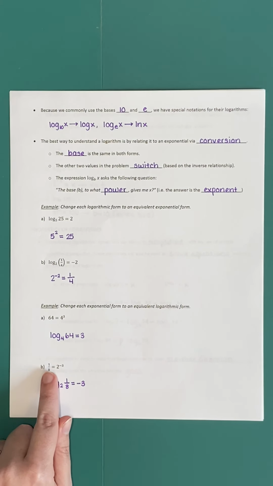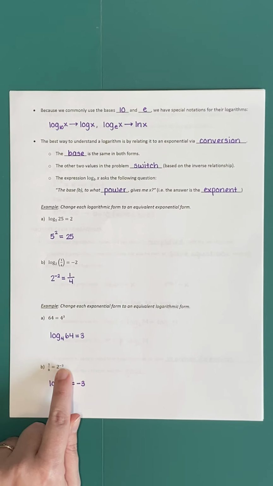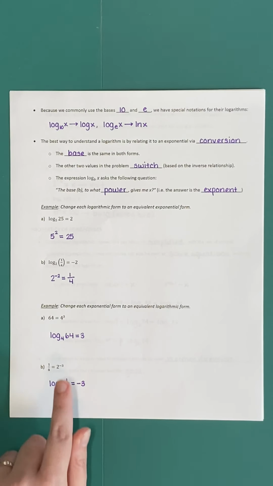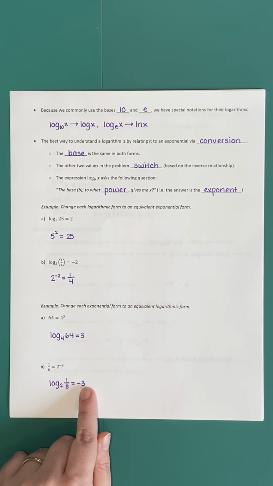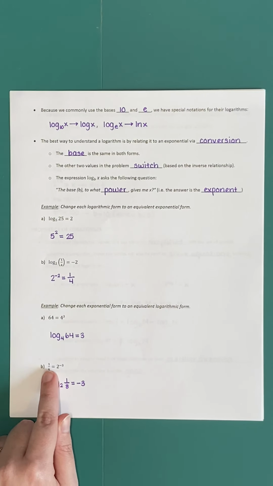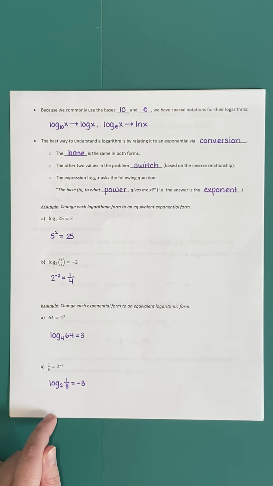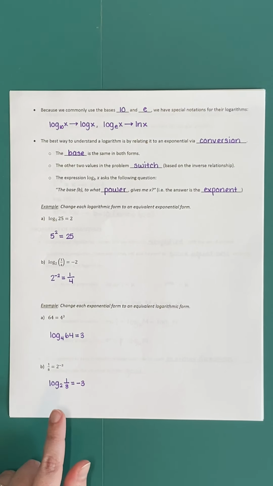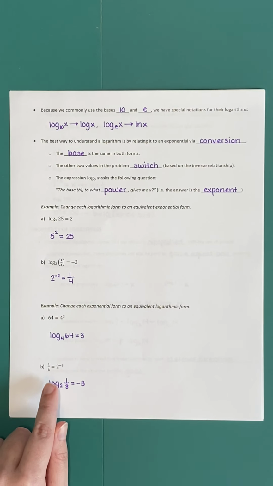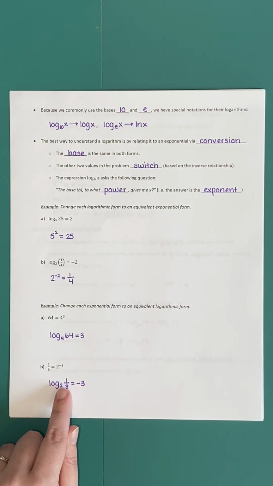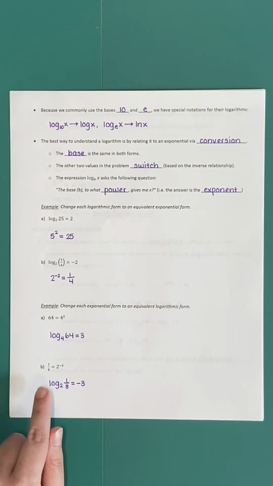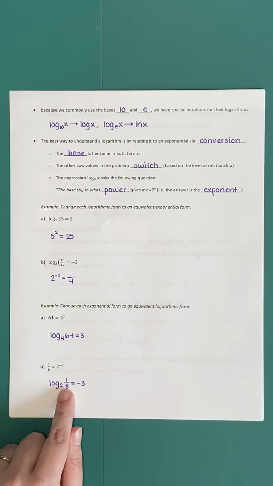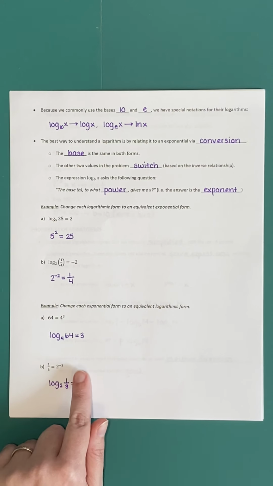The other two numbers, the 1/8 and the negative 3, are going to swap. So negative 3 was on the same side of the base. It's now going to move over to the other side. And then 1/8 was not on the same side as the base, so it's going to move to the side with the base. It's going to become the input for our logarithm. So log is on the line, 2 is below the line, 1/8 is on the line again. So log base 2 of 1/8 is equal to negative 3.